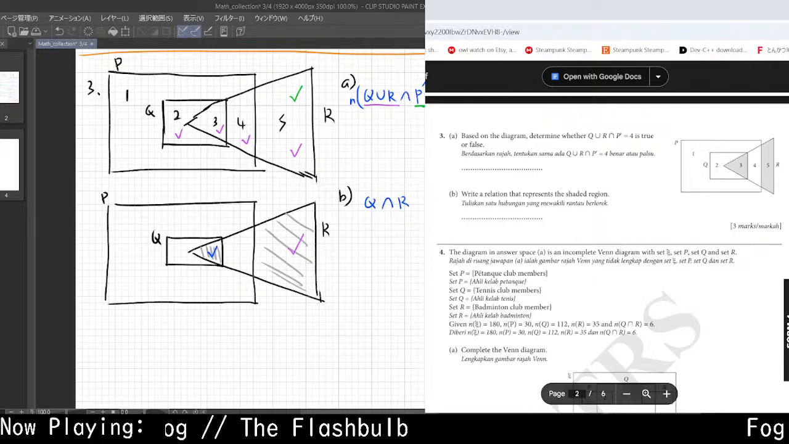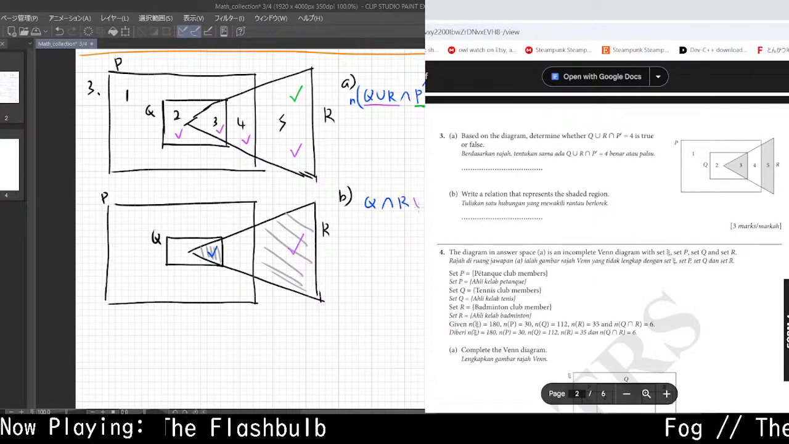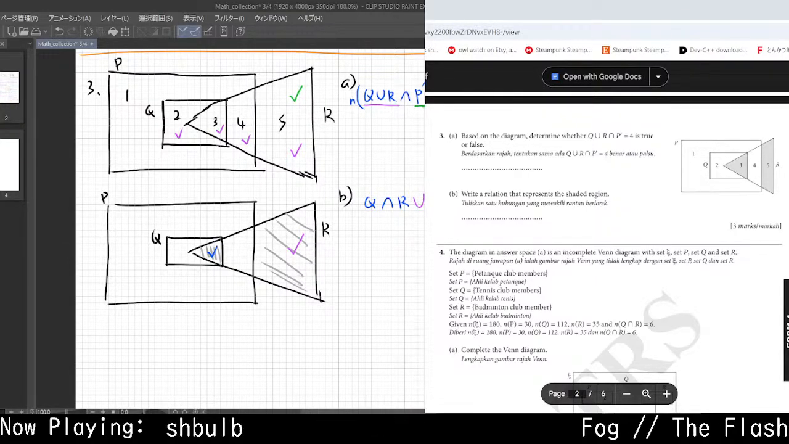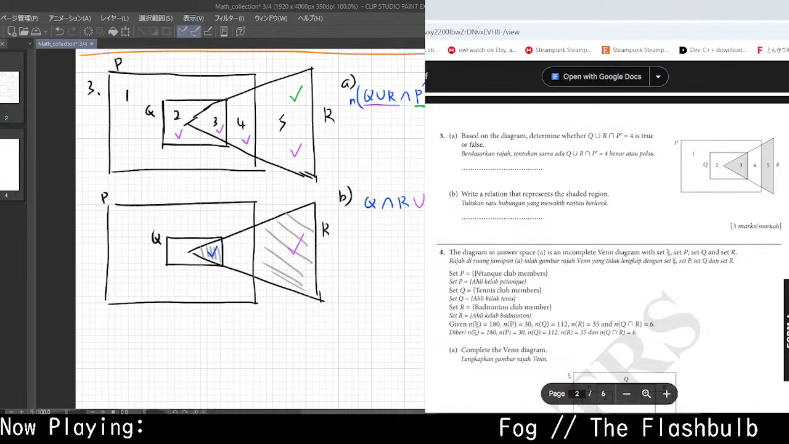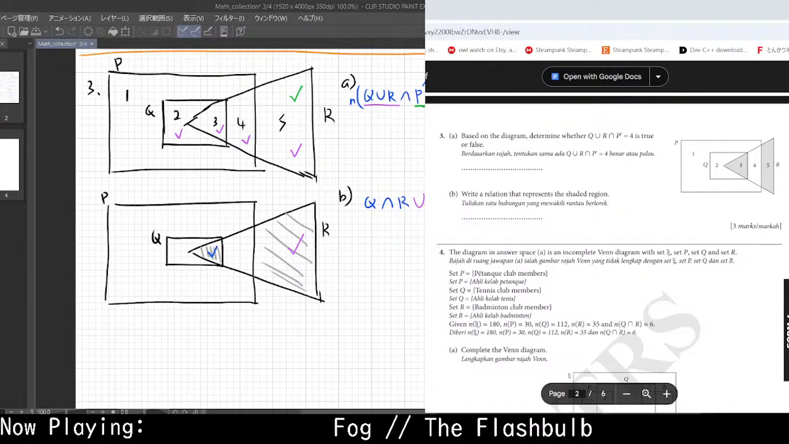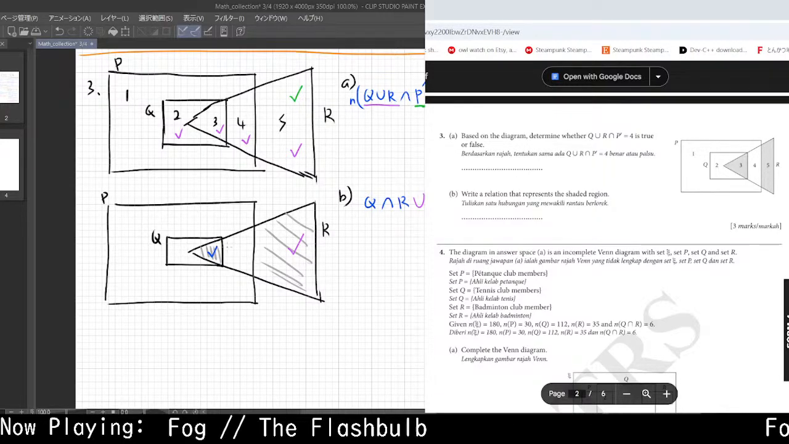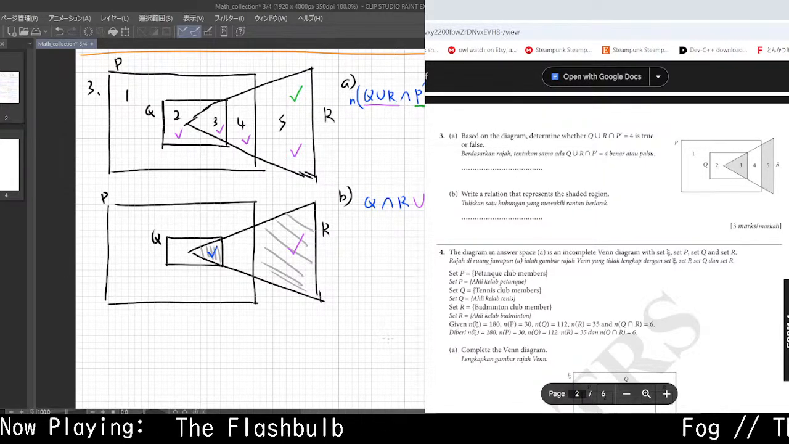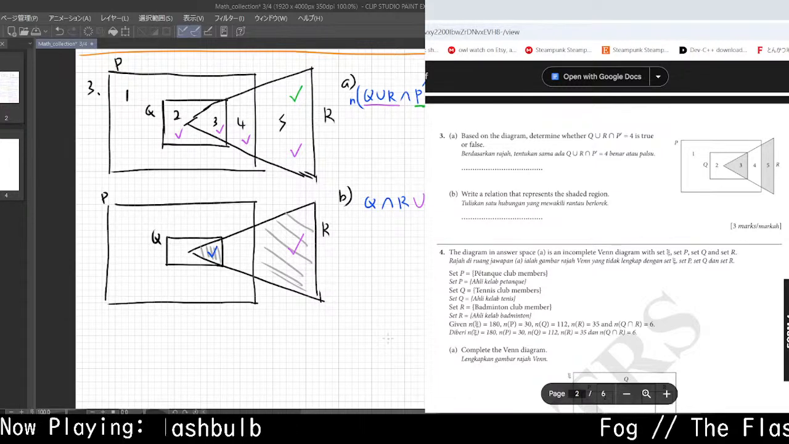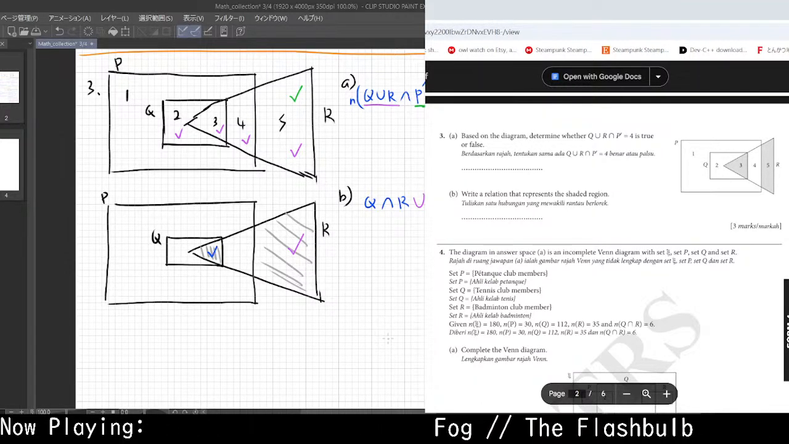Then what else do I need to do? Just union these two things together. Yeah, and that's basically it. You have the answer already. Just union these two separate things, add them together. So you just put a union sign in between these two things.